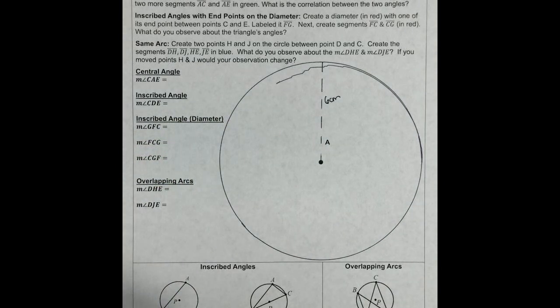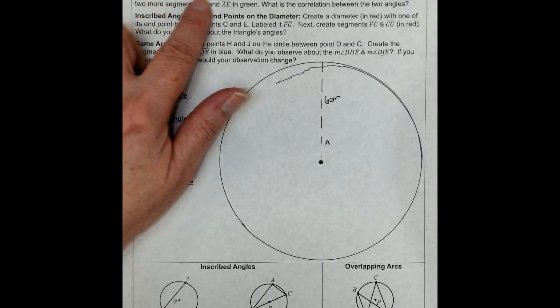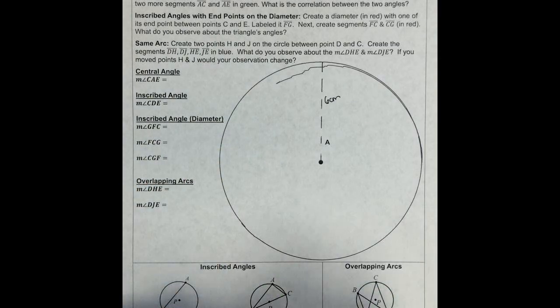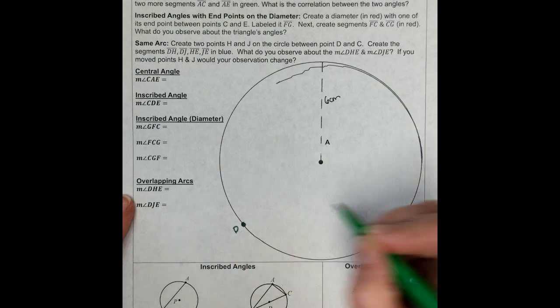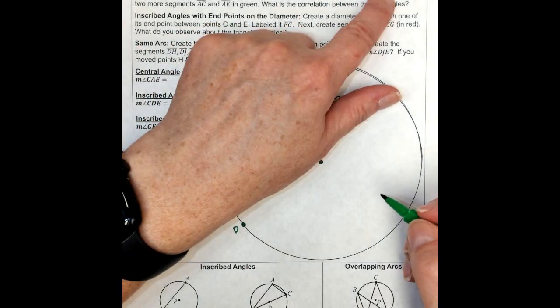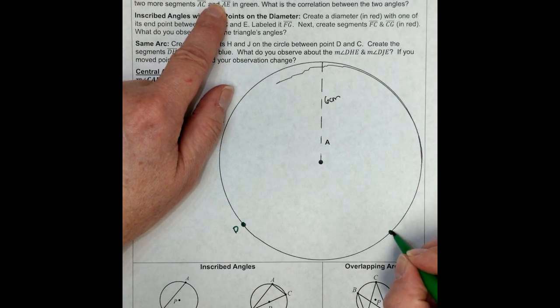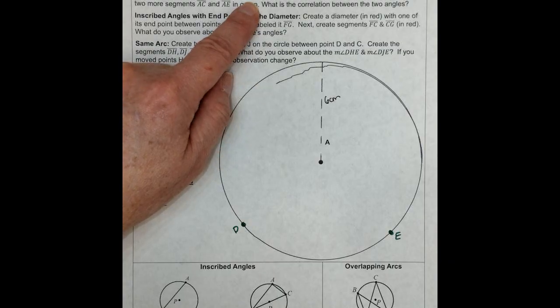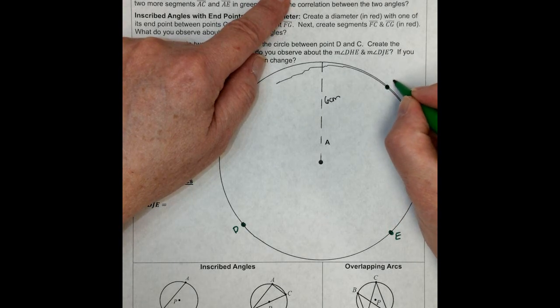Alright, so next it says create a point in quadrant 3 and label it D. Quadrant 3 is going to be down here somewhere, so I'm going to label this D. Then create a point in quadrant 4 of the circle and label it E, so quadrant 4 is over here. Oh, in quadrant 1 I have to have C. Sorry about that. Quadrant 1 I got C.